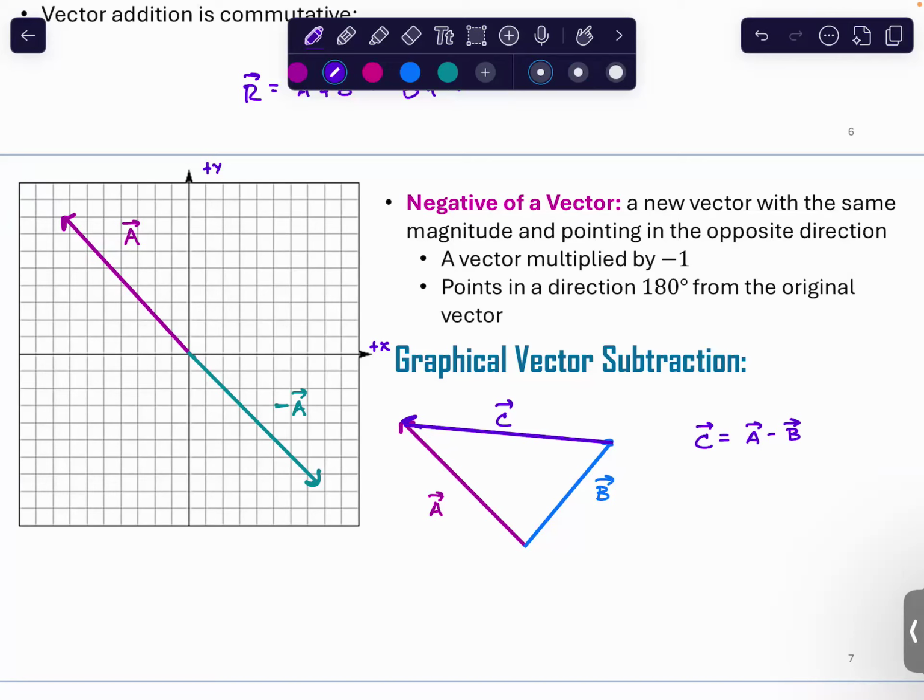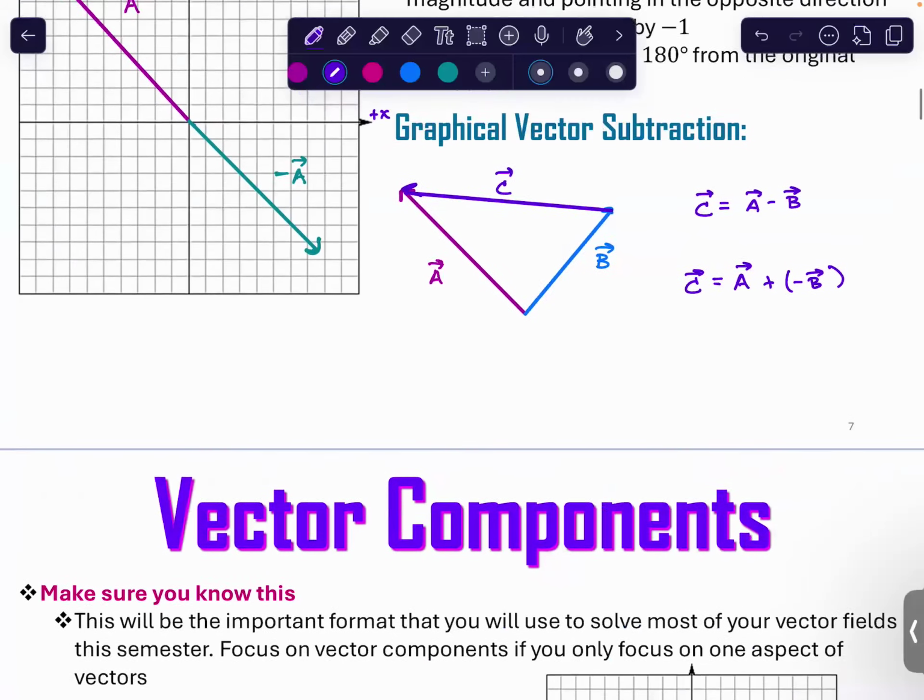But also remember that we said that the negative of a vector is essentially the vector multiplied by -1. So let's look at that vector B, because what's another way that I could write this subtraction? A minus B is also, what's another way I could write this? Yep, plus negative B. So what would that look like?